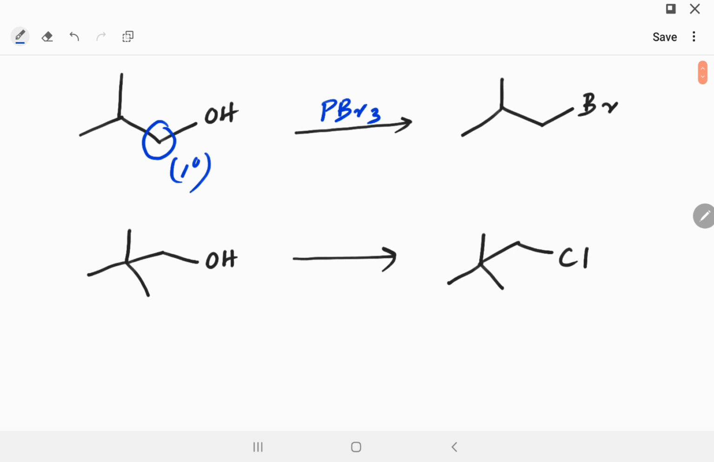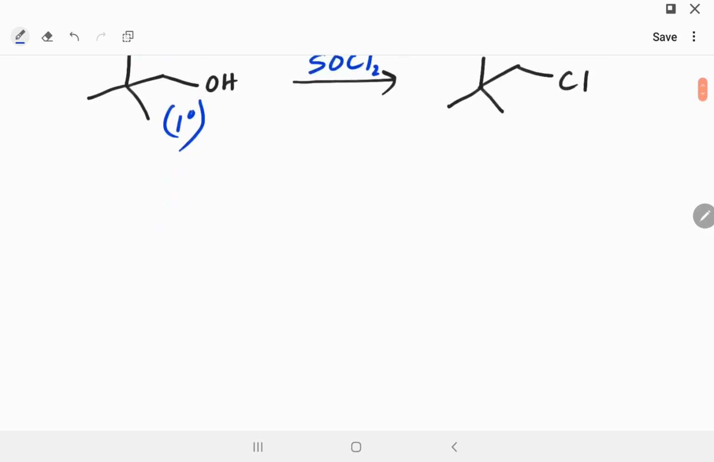In the next question, what I have here is again a primary alcohol. This is also a primary alcohol. So if you want to convert a primary alcohol into an alkyl halide, the reagent that you will need here is SOCl2. How about this one? How about this alcohol? How do you get the alkyl halide from this one?